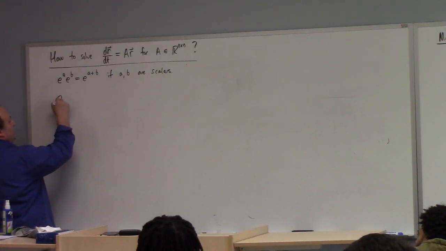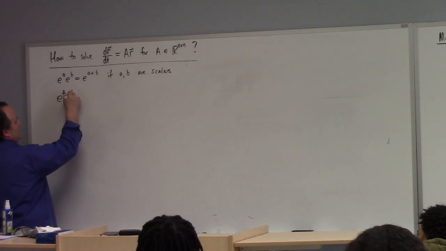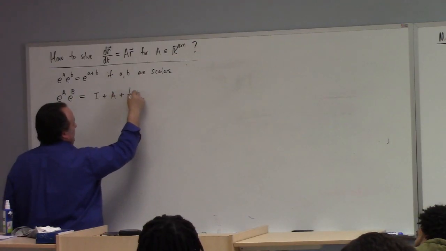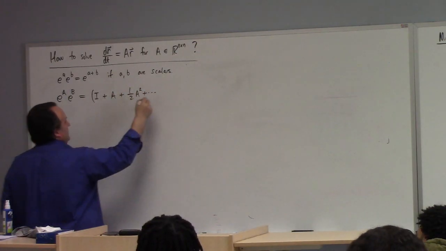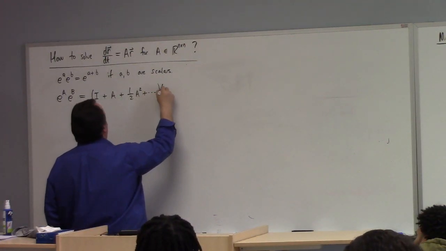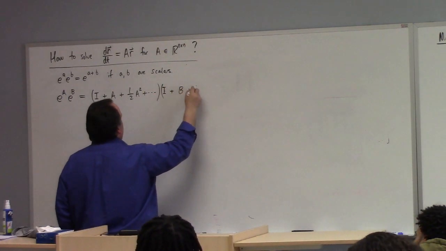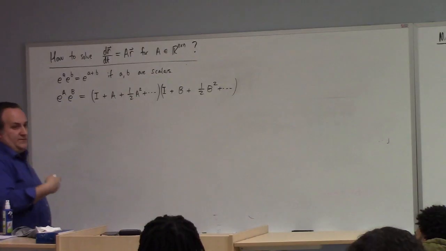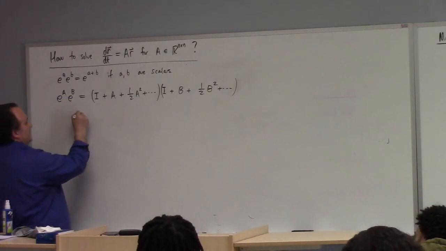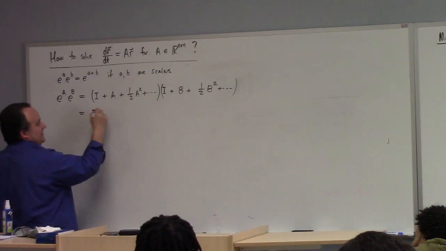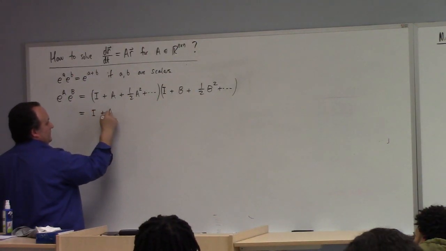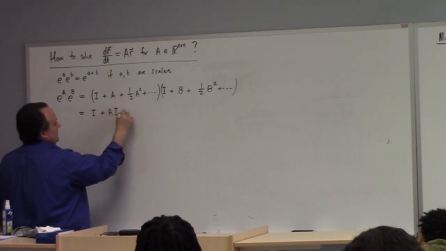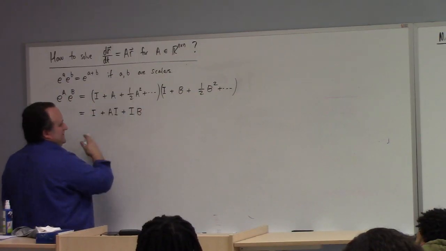So if I have e to the A times e to the B, that's going to be I plus A plus 1/2 A squared plus dot dot dot, right? And over here you have the identity matrix plus B plus 1/2 B squared plus dot dot dot, right? And if you start multiplying this out, what you get, right? I times I gives you I, I times A gives you A. Well, AI, right? But AI is just A again. And then I get like IB. That's it up to linear order.